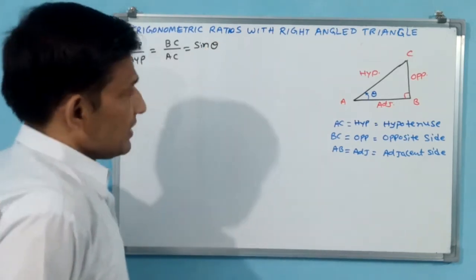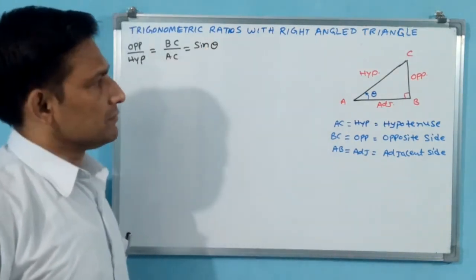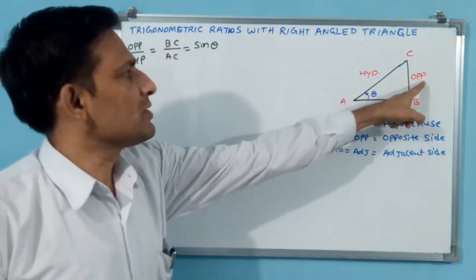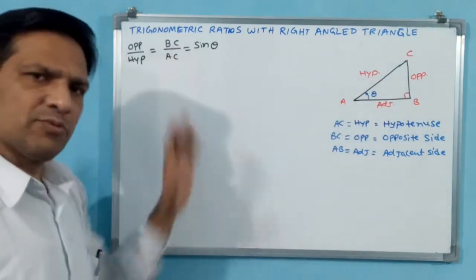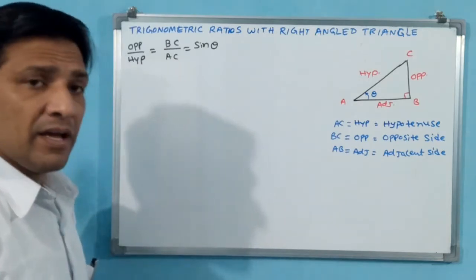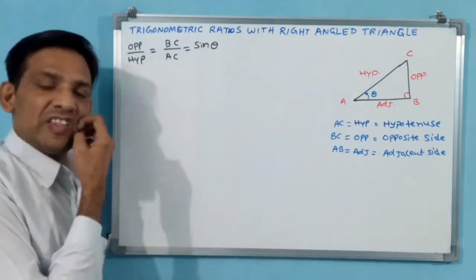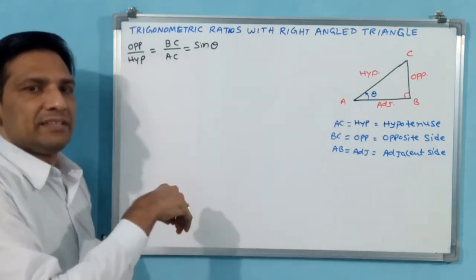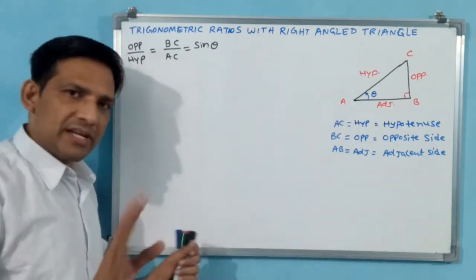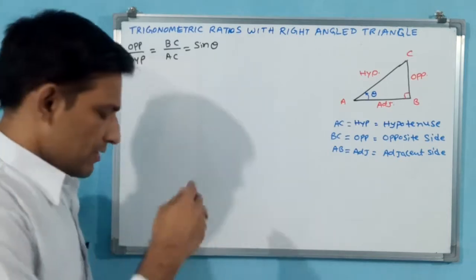One angle we have given. See, opposite side by hypotenuse, BC by AC. This we have given the name sin theta. Randomly they have given these names. These names were represented for the first time. Sin theta, how it has come: it has not come from anywhere, we have given it. Now let us see.